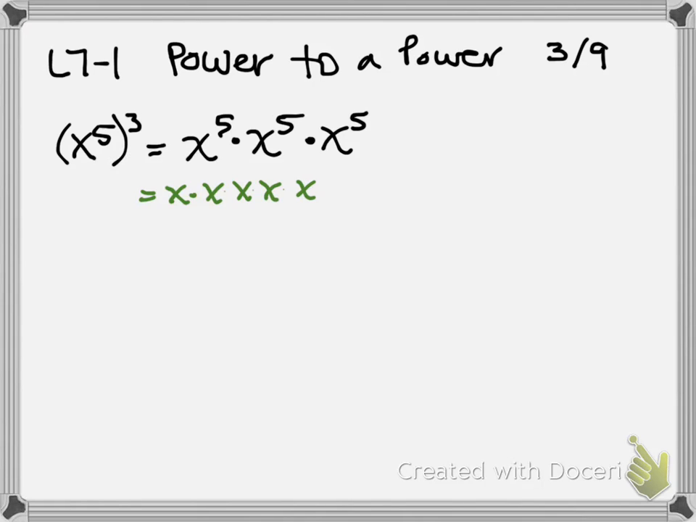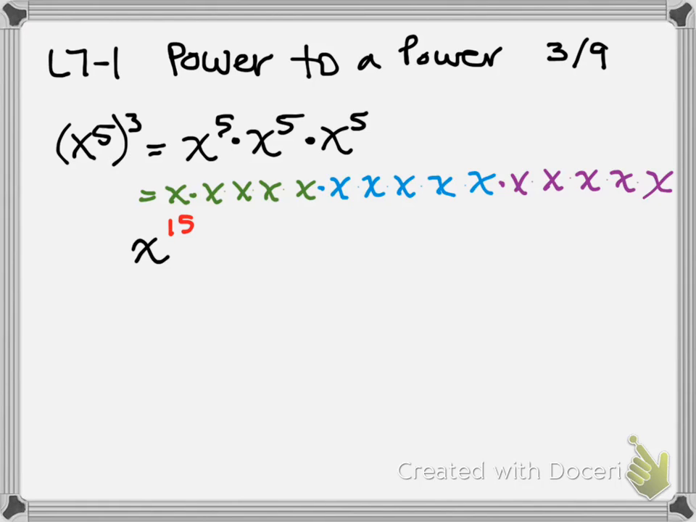Second one, 1, 2, 3, 4, 5. Third one, 1, 2, 3, 4, 5. Okay. Now I can add them all up. How many x's do I have altogether? X to the 15th. So the question is, is there a faster way of getting that answer?